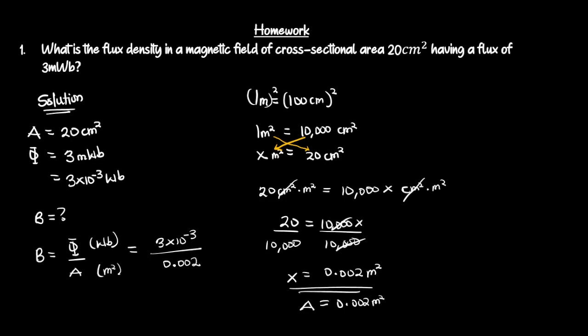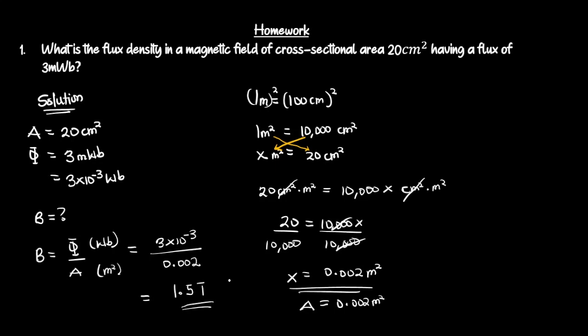Someone can also convert this to standard form and have 2 times 10 raised to the power minus 3. That is also the same. So if I compute this on my calculator, 3 times 10 raised to the power minus 3 divided by 0.002 will give me 1.5 Tesla as my answer for this particular problem.